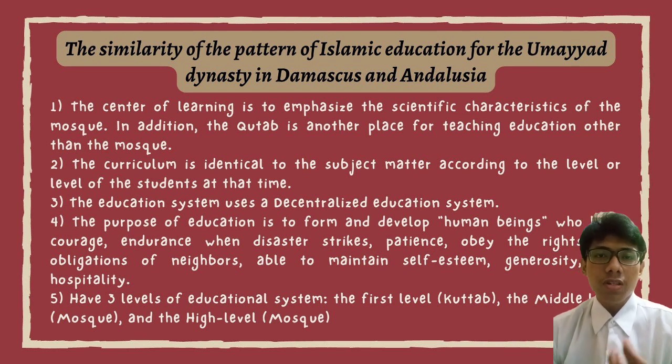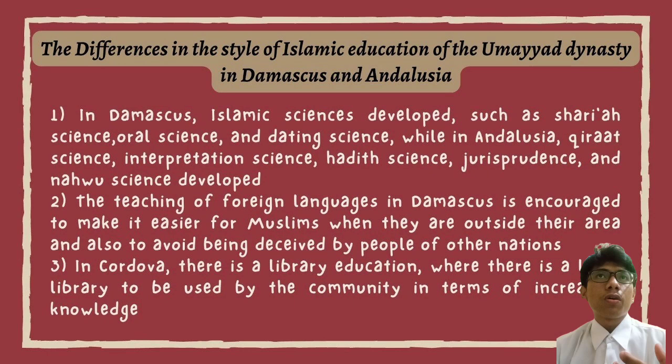The purpose of the educational system is forming and developing human beings, called insan kamil. Now we are talking about the differences in the style of Islamic education in Damascus and Andalusia. First, in Damascus, Islamic sciences developed such as Sharia, fiqh, usul science and dating science, while in Andalusia, Qiraat science, interpretation science, hadith science, and Nahwu science developed. That is the first difference that happened in the educational system.